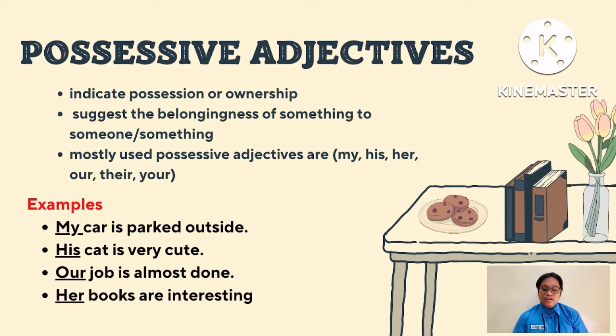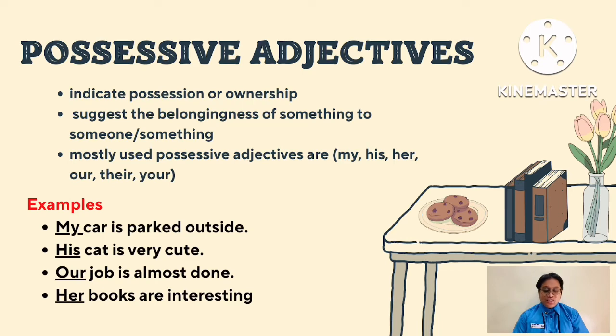Okay, and that answers the question, who owns the cat? So it is him. Next example, our job is almost done. The possessive adjective used in that sentence is the word our, that describes the noun job. Last example, her books are interesting.